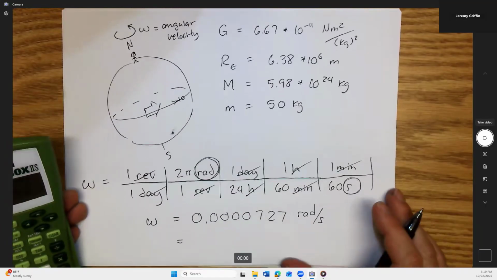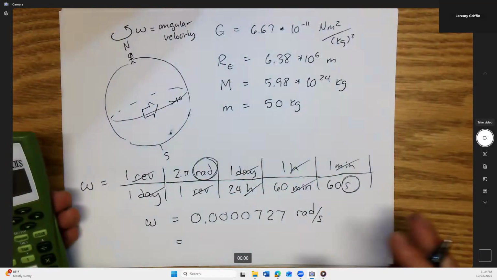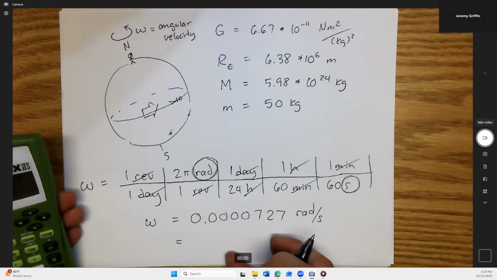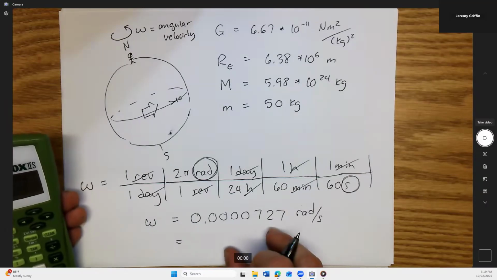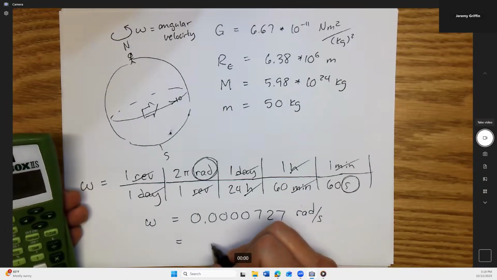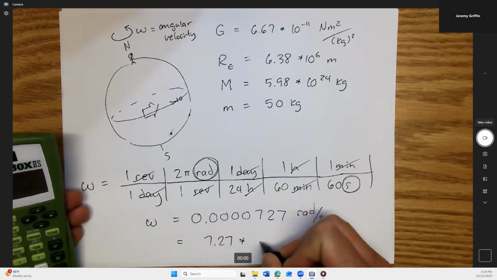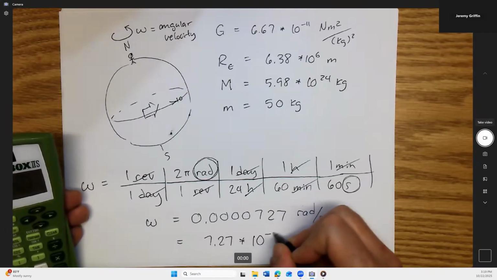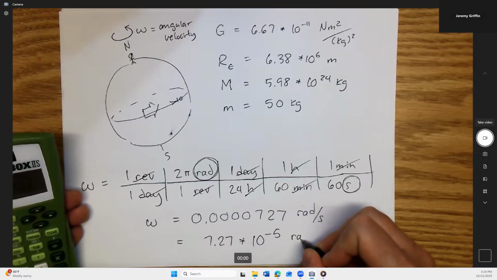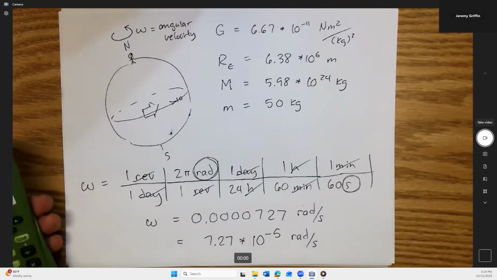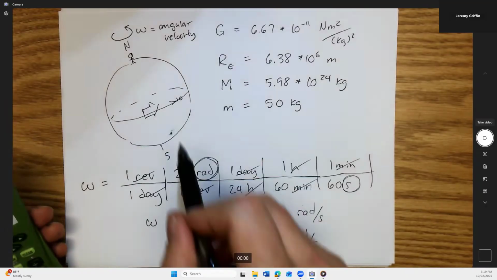That's a tiny number. Can I write that in scientific notation? It might be easier to work with that way from here on out. How would you write this in scientific notation? 7.27 times 10 to the minus 5. Yeah, and then radians per second, of course, the same. Okay, so now we know how fast the Earth is spinning.